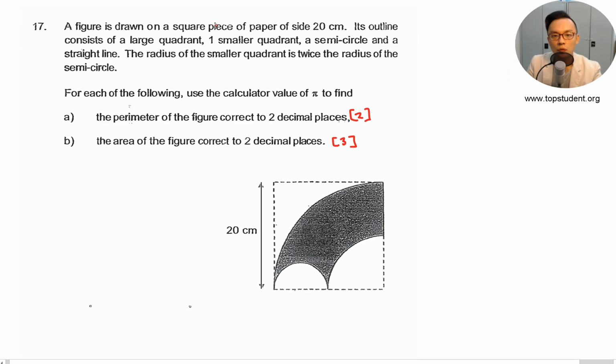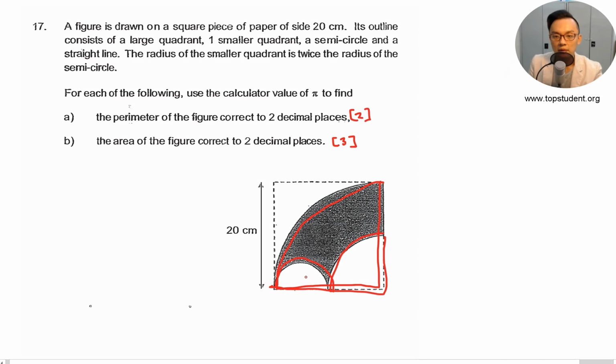A figure is drawn on a square piece of paper, side 20 cm. So 20 cm, 20 cm. Outline consists of a large quadrant, a small quadrant. So this is the large quadrant. A small quadrant. So this is the small quadrant. And a semicircle. This is the semicircle. And a straight line. This is the straight line. Radius of the smaller quadrant is twice the radius of the semicircle.